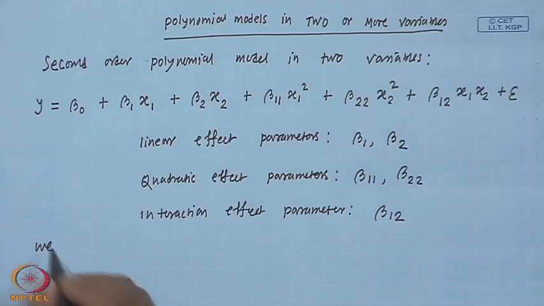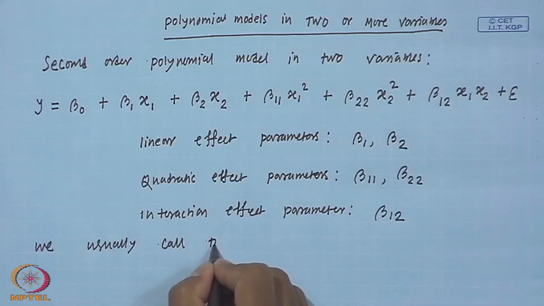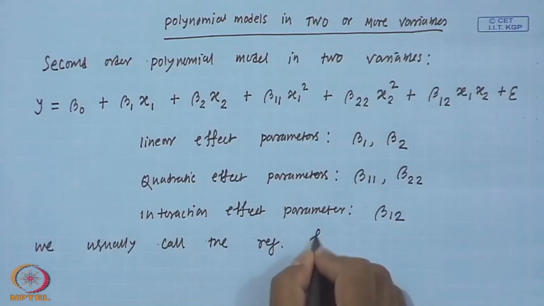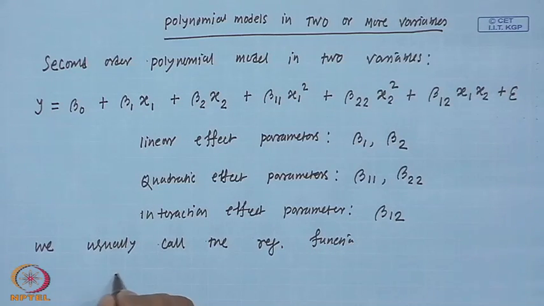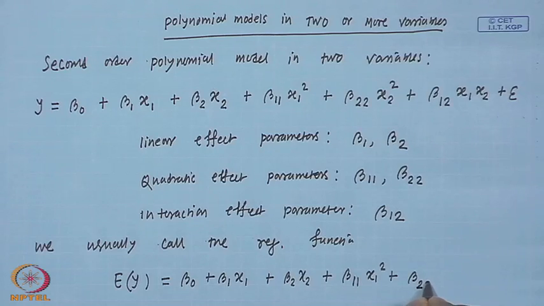So here we usually call the regression function, expectation of y, equal to beta naught plus beta 1 x 1 plus beta 2 x 2 plus beta 1 1 x 1 square plus beta 2 2 x 2 square plus beta 1 2 x 1 x 2. So, this is called a response surface.